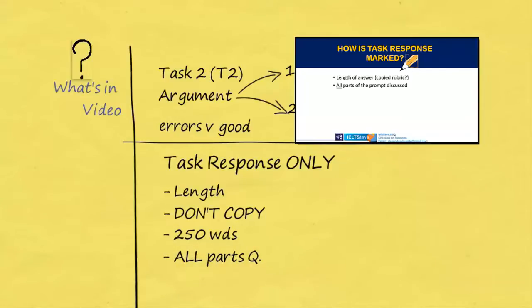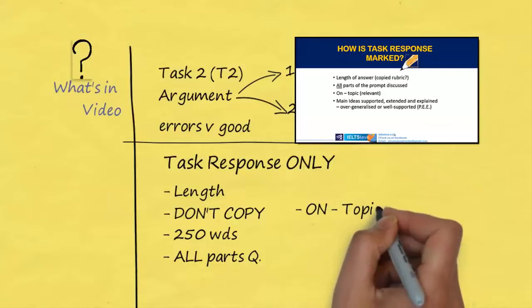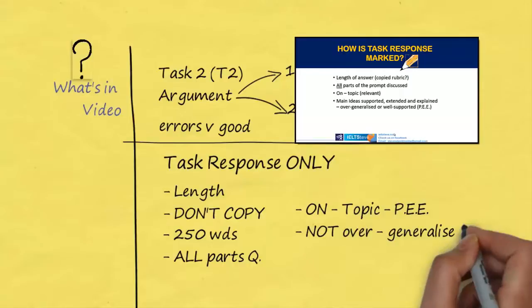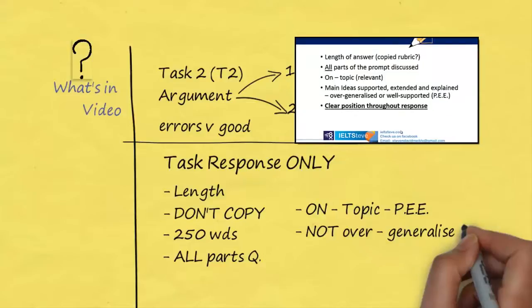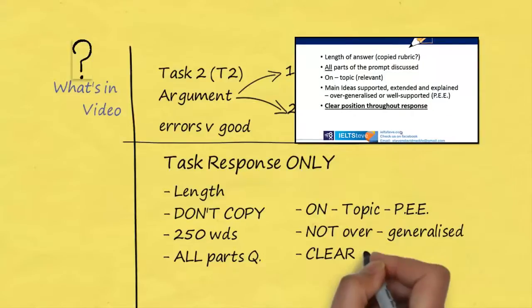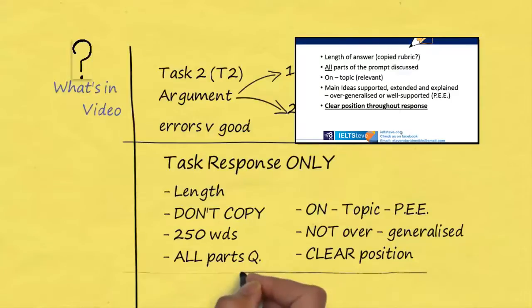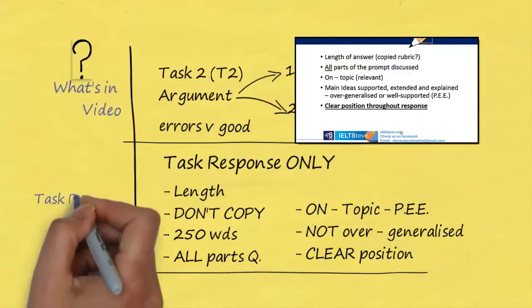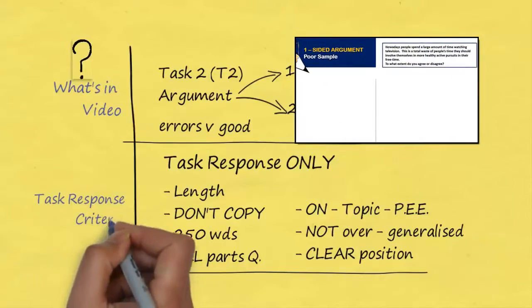This is true for cause and effect essays or cause and solution as well, but maybe even more important in argument essays. It's important that your argument is relevant and on topic. The main ideas, as we've explained before, must be supported, they must be extended and explained. The concept of PEE, which we've discussed as well. We need to be wary of overgeneralized arguments as well. If you want to get a 7 or an 8 especially, we cannot be too general. We need a clear position throughout the response. Now this is very awkward in a two-sided essay sometimes, so we need to discuss and think about how you're going to do that. Now let's have a look at a one-sided argument.